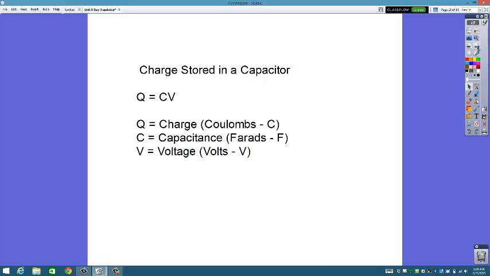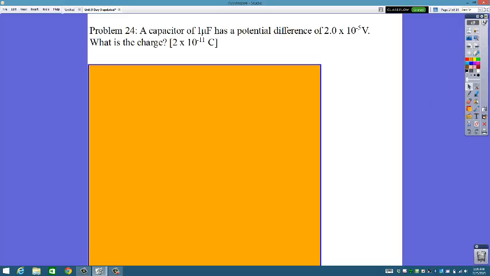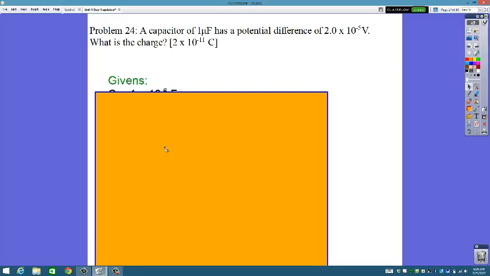Okay, let's try and work through a sample problem. If you look at 24, it says that a capacitor of 1 microfarad, remember this cursive mu means micro, has a potential difference of 2.0 times 10 to the negative 5th volts. What is the charge? Start it out the same way you do all your problems, write out your givens.